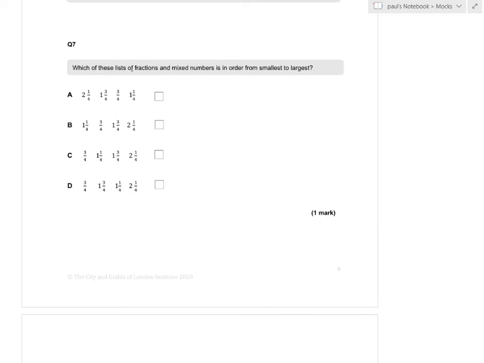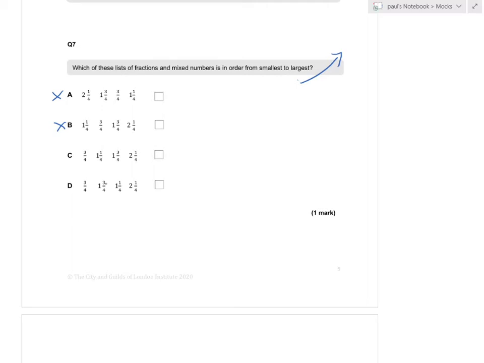Right, which of these lists of fractions and mixed numbers is in the order from the smallest to the largest? Right, so they've got to go up. So just look at the big numbers, yeah? So 2, 1, that's going down straight away, so that's wrong. So 1 down to nothing is wrong. So 3/4, 1, 1 3/4, yeah, 0, 1, 1, 2, that could be right.